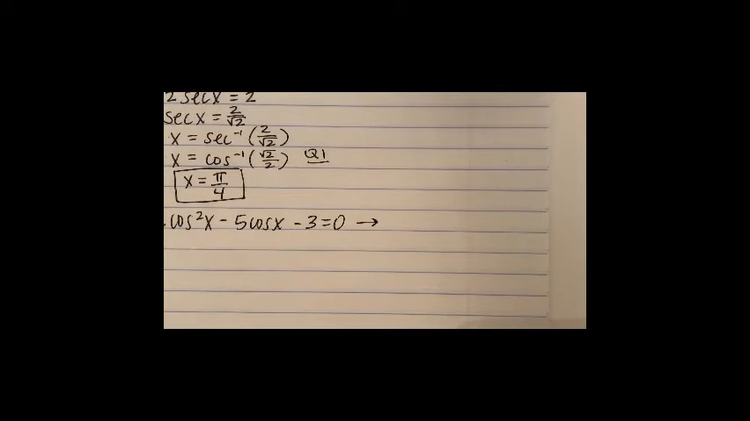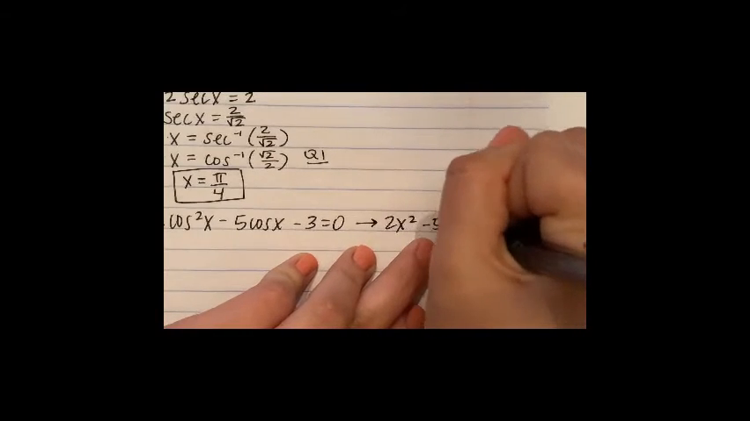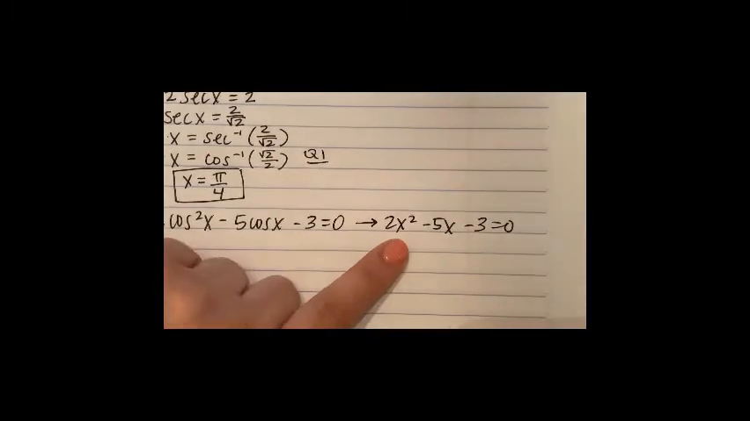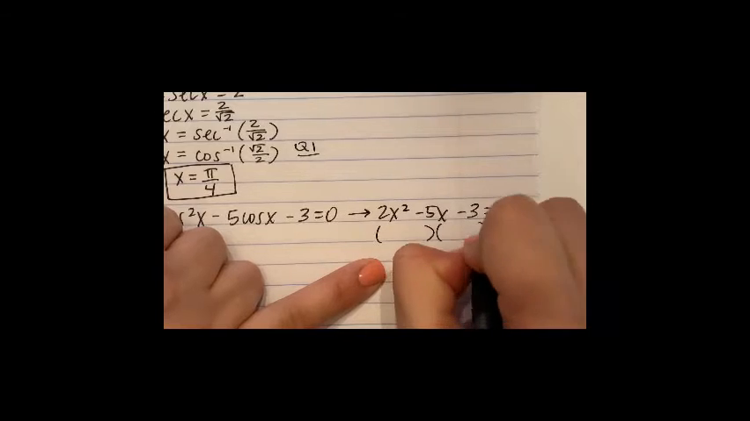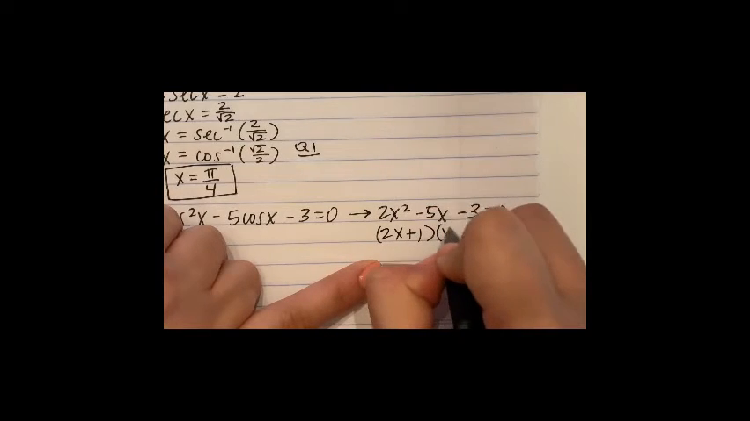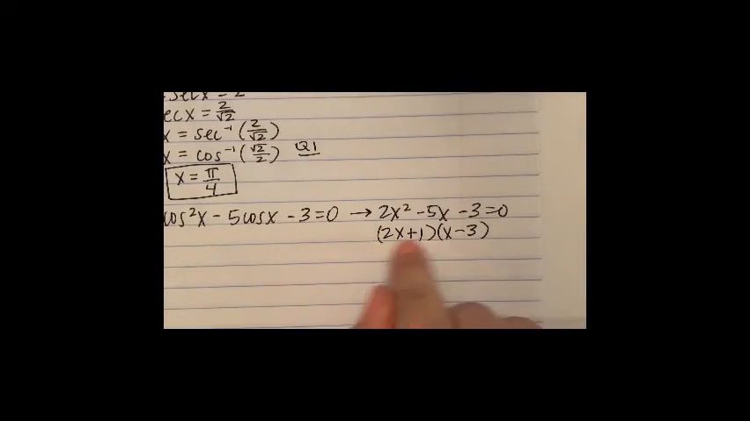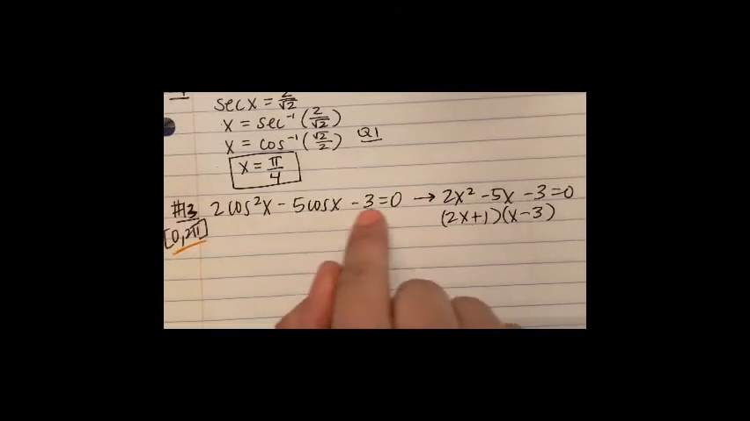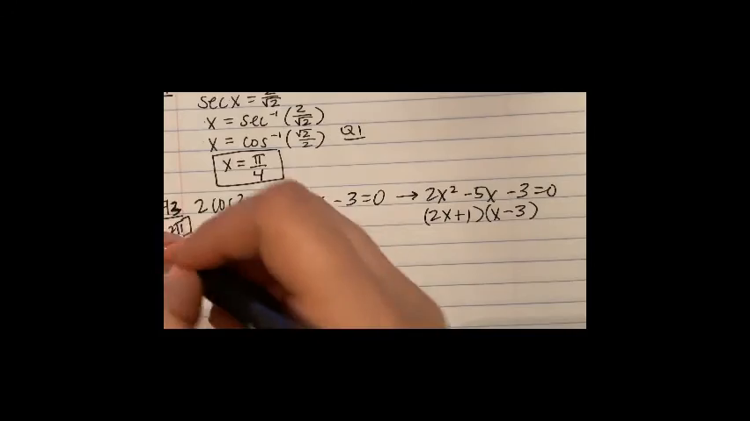So I'm going to rewrite this equation to say 2x squared minus 5x minus 3. When you see a problem like this in any kind of algebra class to solve for x, you know that you're going to have to factor. So if I'm going to factor this problem, I would say 2x plus 1, x minus 3. Hopefully you know how to factor. Once we factor it, I'm going to come back here, and wherever I see an x, I'm going to put the cosine back in.